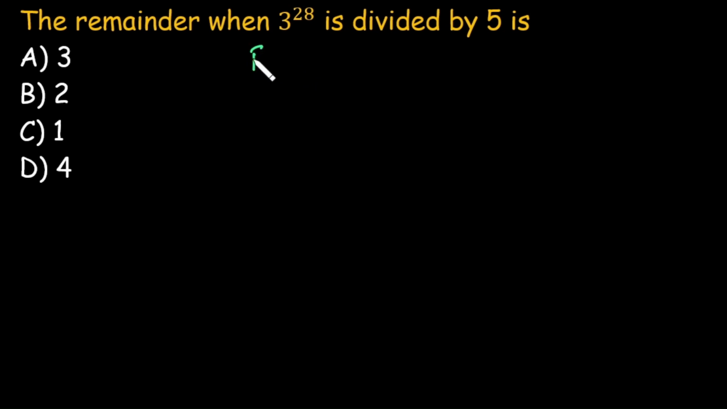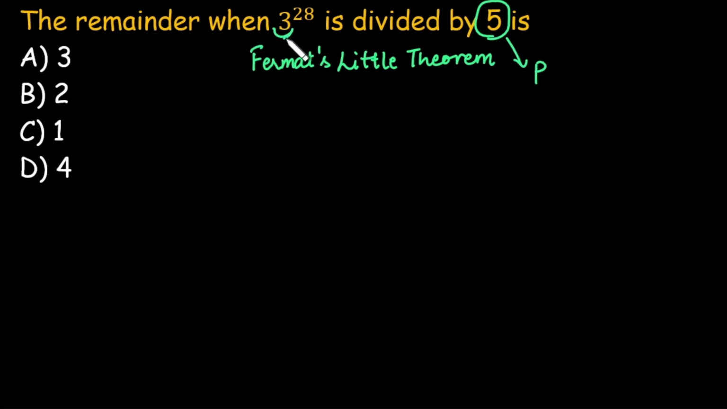We will use Fermat's theorem. Why do we need to use Fermat's little theorem? Because we are dividing by 5 and it is a prime number. So if we are dividing by any prime number, what do we need to check? We will check the base. The base is 3. Now check whether P divides A. If not, we will apply the little Fermat's theorem.